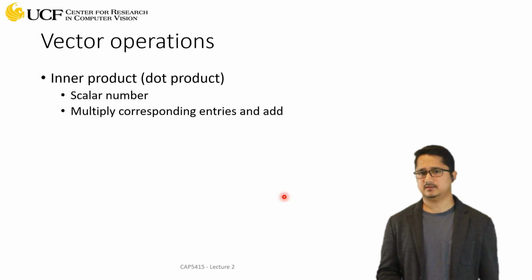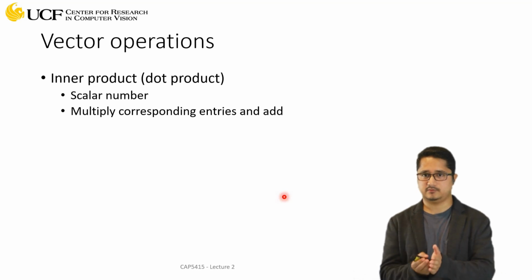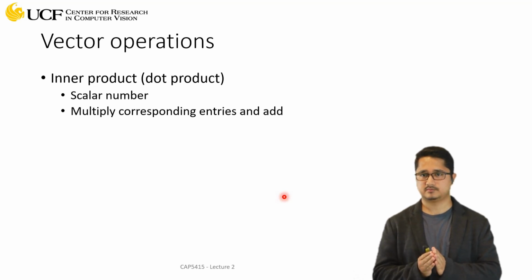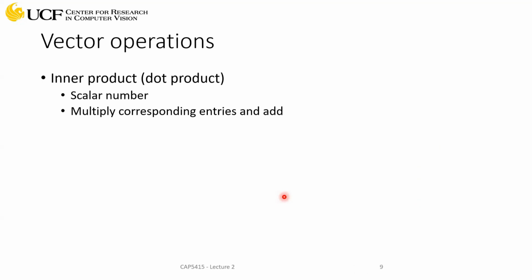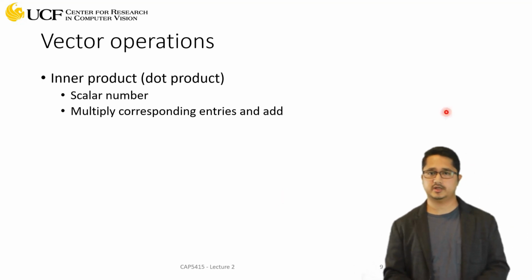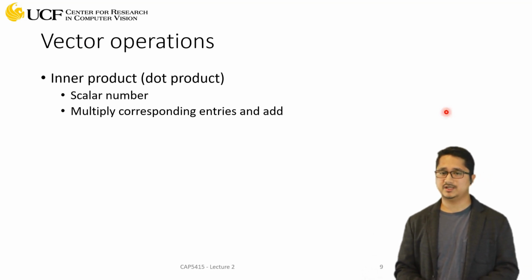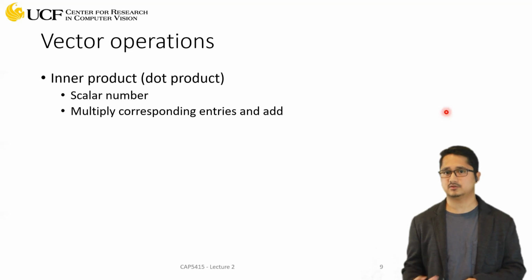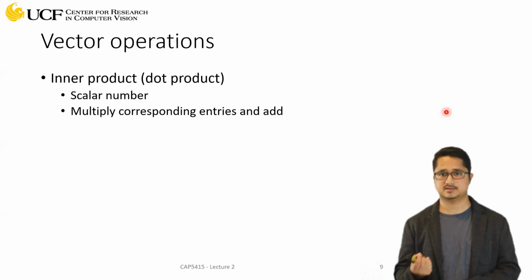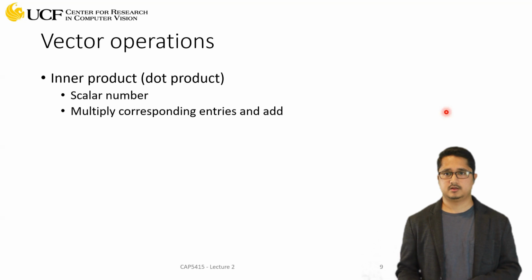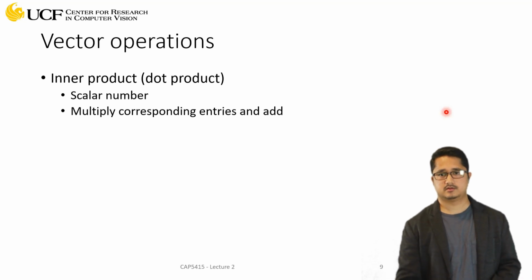The next interesting vector operation is inner product. This is also called a dot product. For inner product, you need 2 vectors, and the result is just a number. Okay, so we're talking about inner product. We need 2 different vectors to compute an inner product, and the result of inner product is a scalar number. So it's just one value.